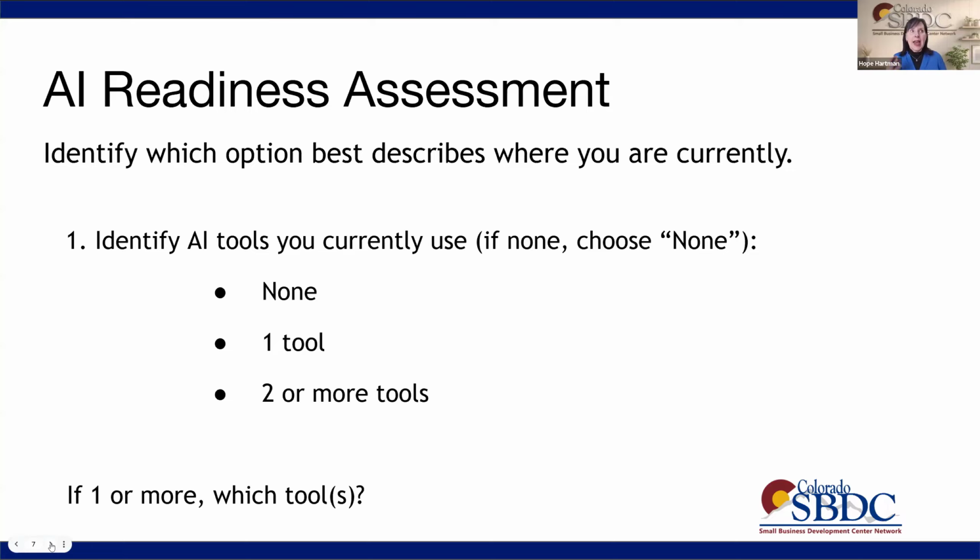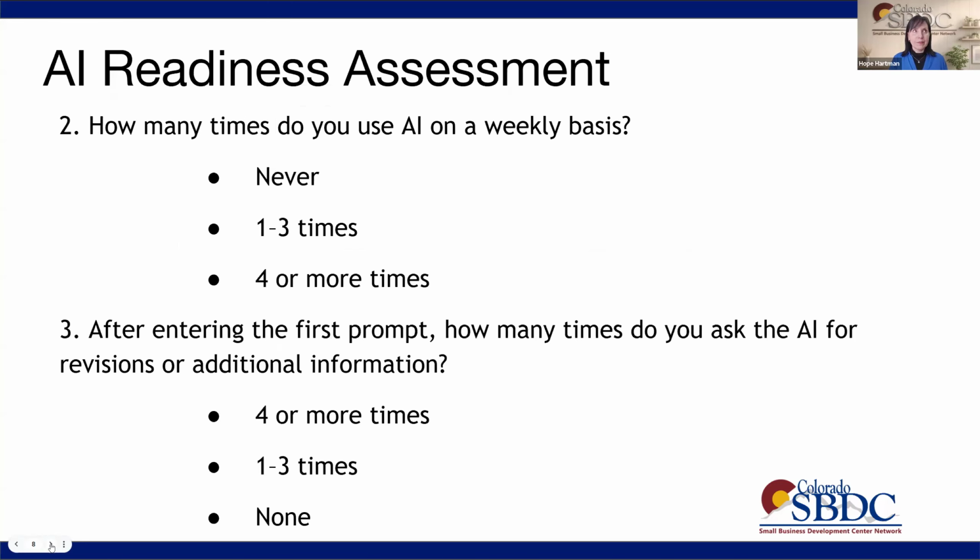So first, identify AI tools you currently use, and if none, please choose the first one, none. And out of curiosity and to keep track for yourself, if it's more than one, which tools are you using? 2, how many times do you use AI on a weekly basis? Never. 1 to 3 times, 4 or more times. 3, after entering the first prompt, how many times do you ask the AI for revisions or additional information? 4 or more times, 1 to 3 times, none.